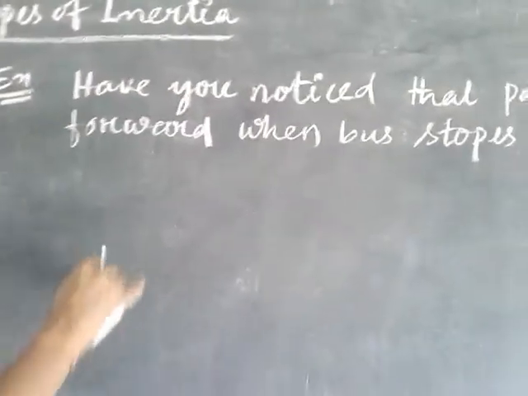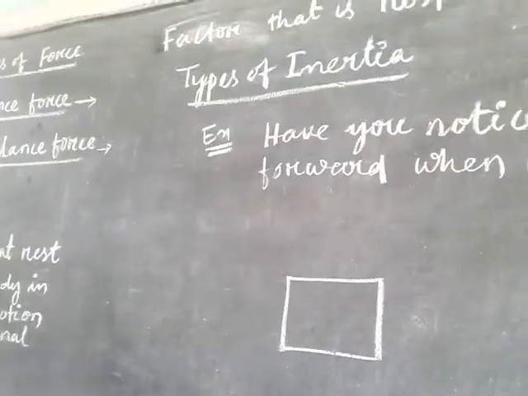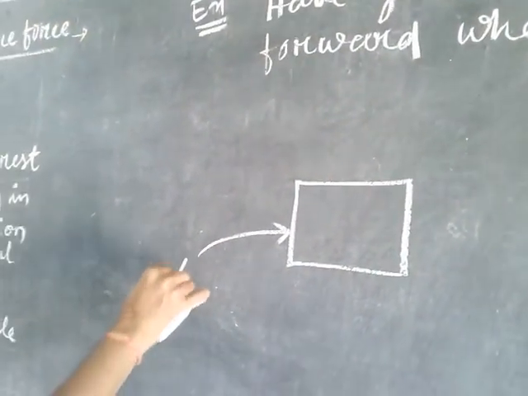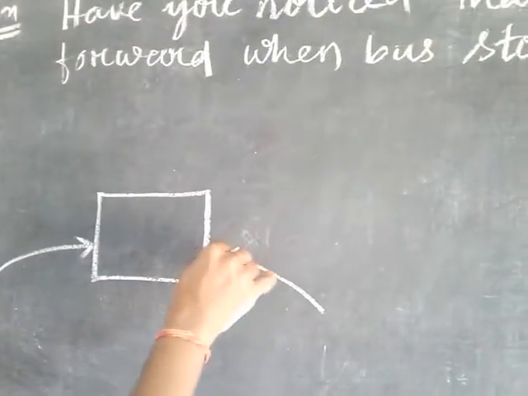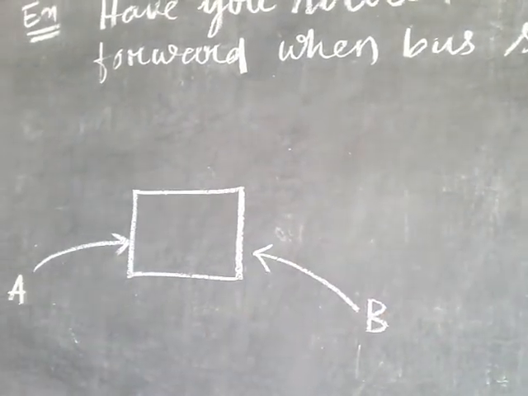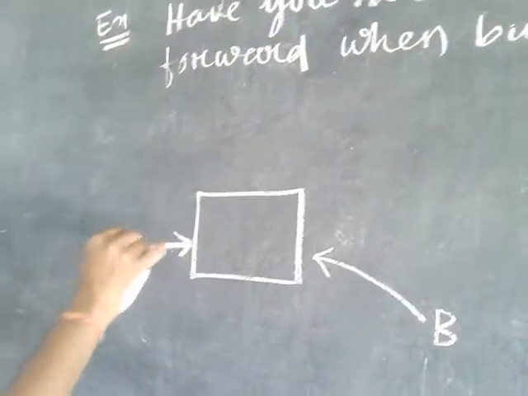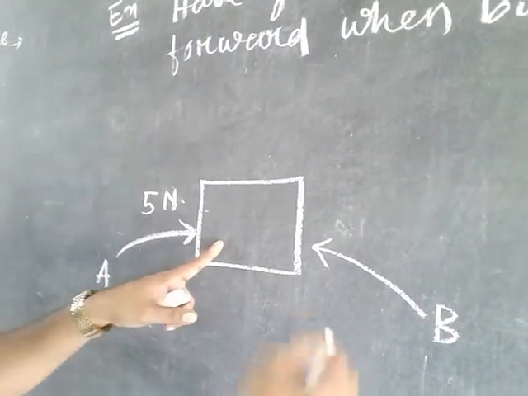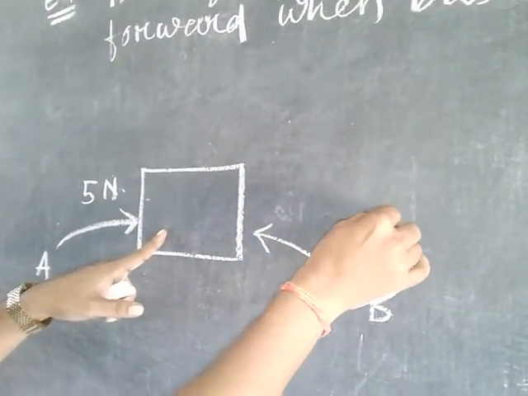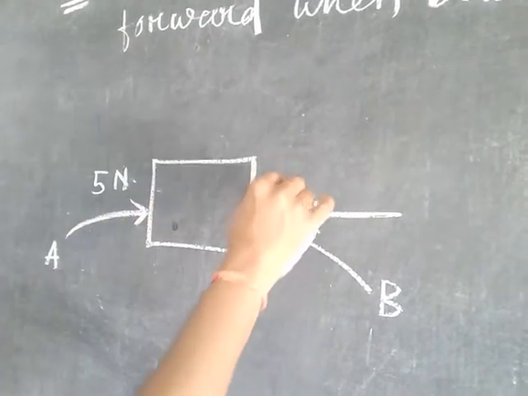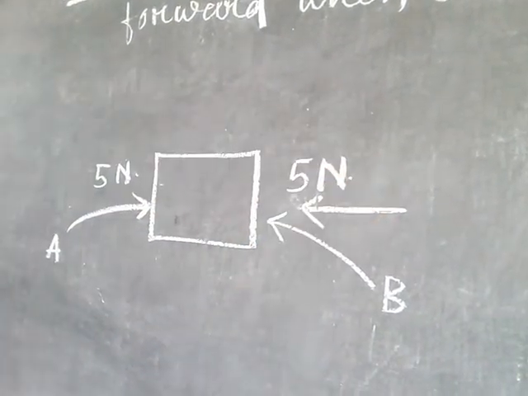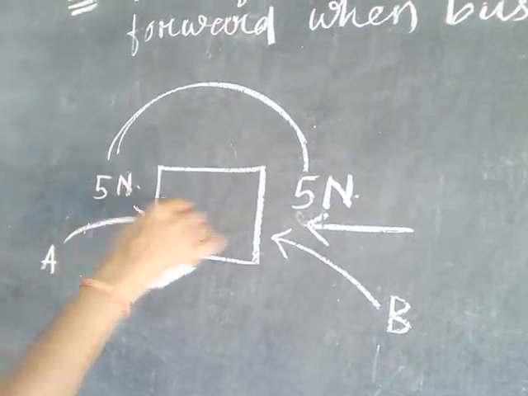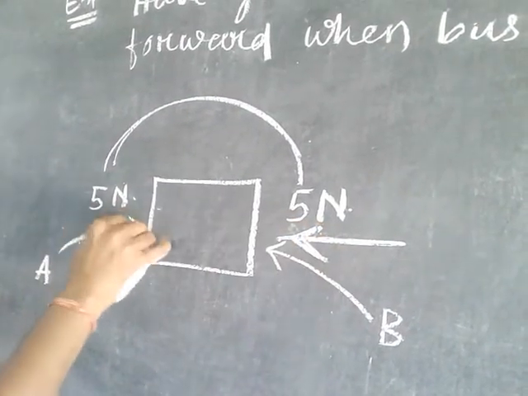Suppose there is one object here. On this side, in this direction, there is one person, suppose that person's name is A, and on this side another person, whose name is B. Suppose person A applies a force of 5 Newton on this body, and person B also applies a force, suppose that is also 5 Newton. That means both forces are equal and they are acting in opposite directions. This is in this direction, this is in this direction.